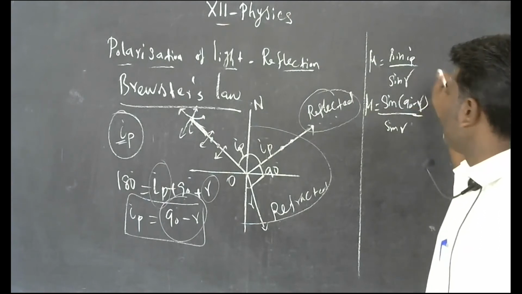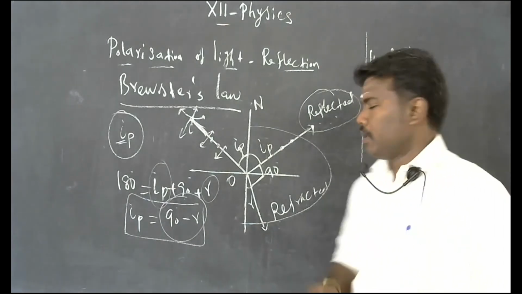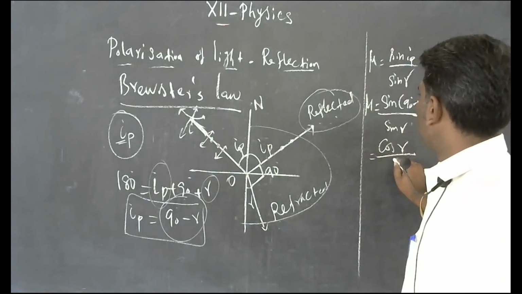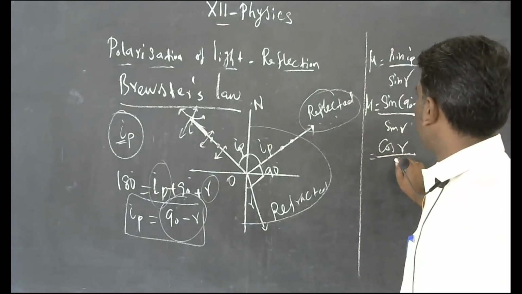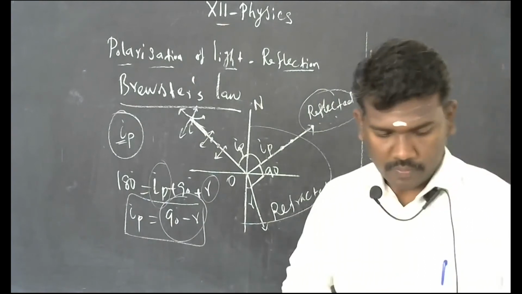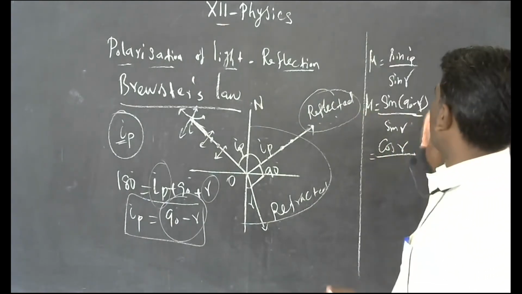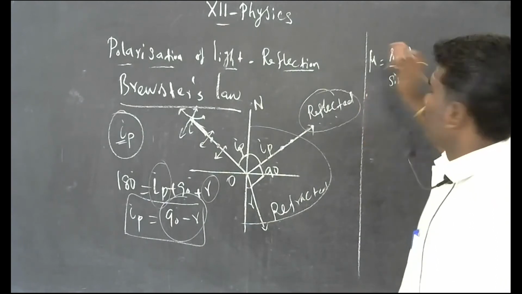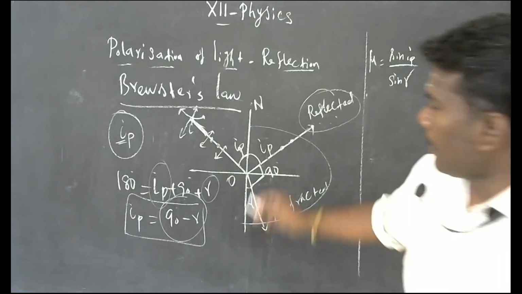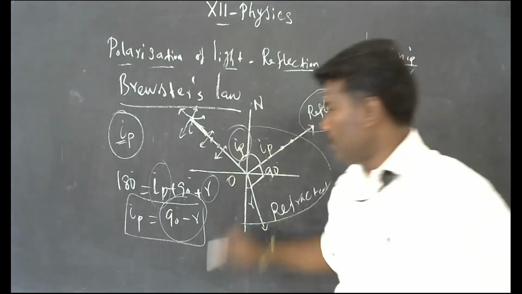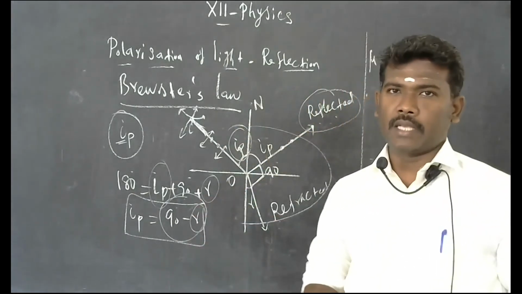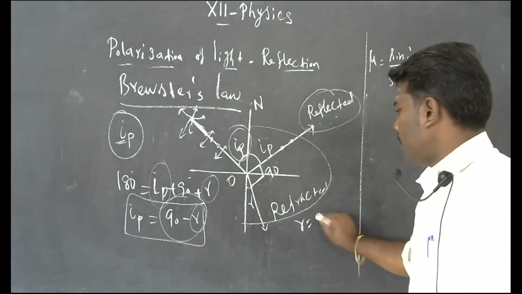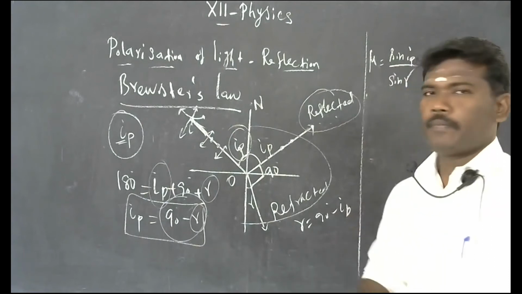Sin 90 minus theta is nothing but cos theta. So this formula becomes cos R divided by... so here you modify this one like this. We know the value of IB, because we are applying that angle of incidence. We don't know the value of the angle of refraction. So you just modify this one like this. R is equal to 90 minus IB.